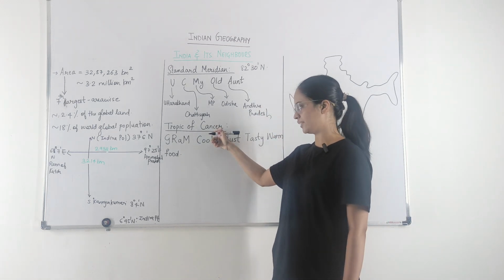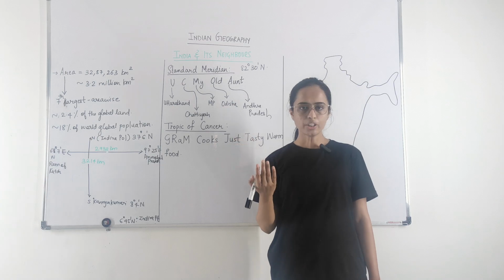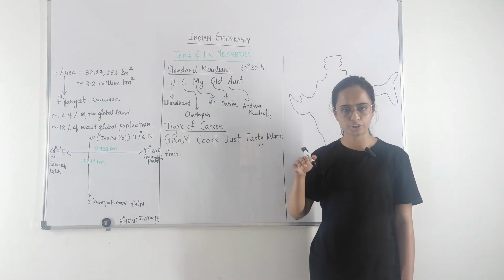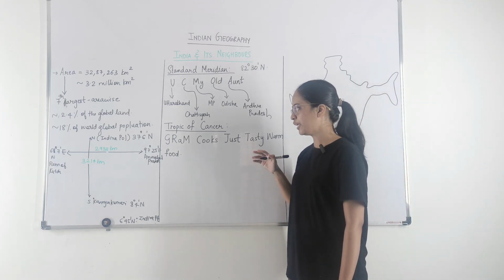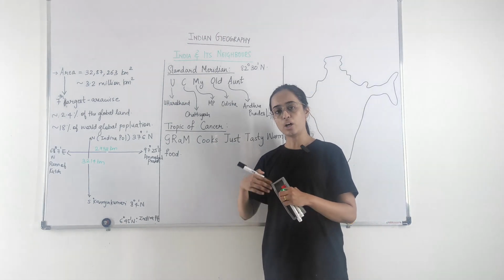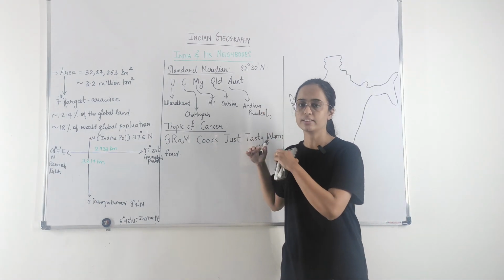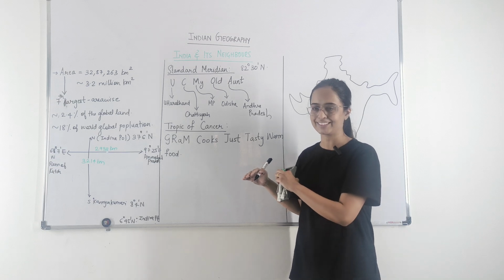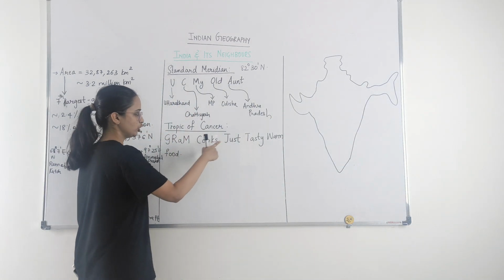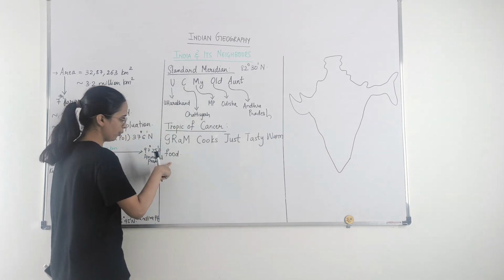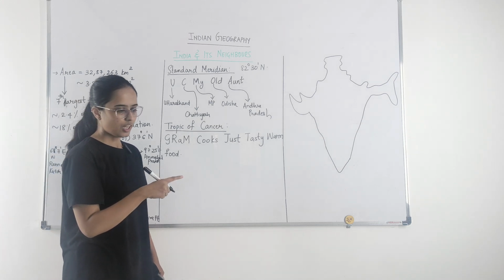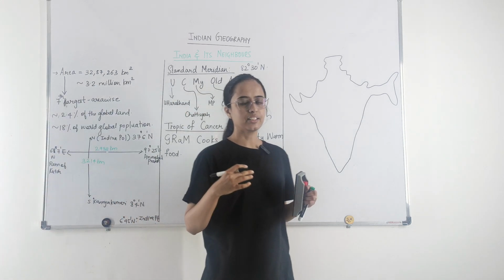Now this Tropic of Cancer passes through many other continents, it passes through Asia as well, and specifically it passes through India too. And in India, it passes through several states. Now to remember through which states this Tropic of Cancer line passes, there is a small mnemonic which says that Graham cooks just tasty warm food. So again, you have to just focus on the capital letters and try to visualize the map of India.